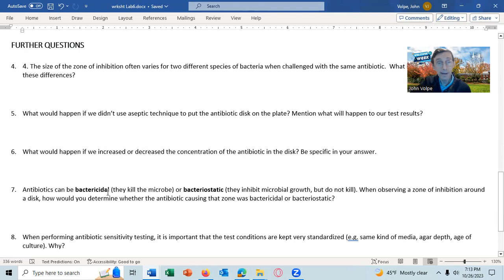Antibiotics can be bactericidal, that is, they kill the microbe, or they can be bacteriostatic, that is, they inhibit microbial growth but do not kill the bacteria. When observing a zone of inhibition around a disc, how would you determine whether the antibiotic causing that zone was bactericidal and or bacteriostatic? This is a difficult question, and students often get it wrong. You have to think about this one. So it is a thinking question. Okay?